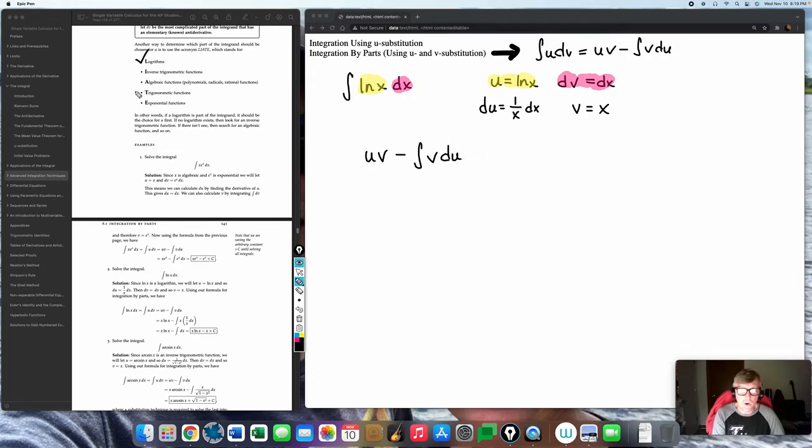Now here's why this almost all the time works. Okay, here's why this works. We're going to do u times v, which is x times the natural log of x, and for some reason my pen doesn't want to work over there.